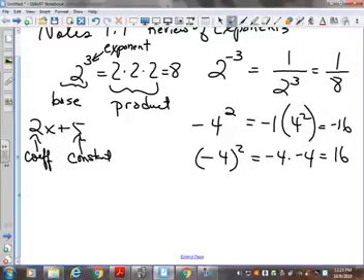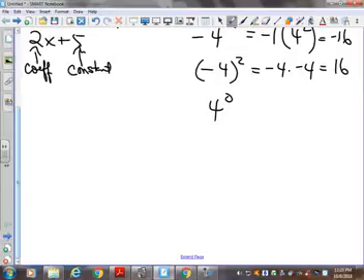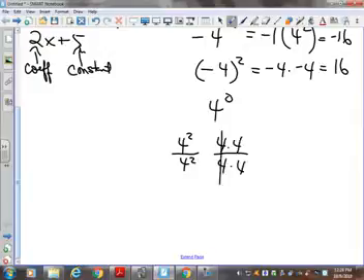And then the other thing is, what does it mean to have a zero power? Oh, well, let's talk about that a minute. Let's say I have 4 squared over 4 squared. That means 2 4s, right? These cancel out and these cancel out. What does that make? 1. Why? Because that's 16 divided by 16, right?